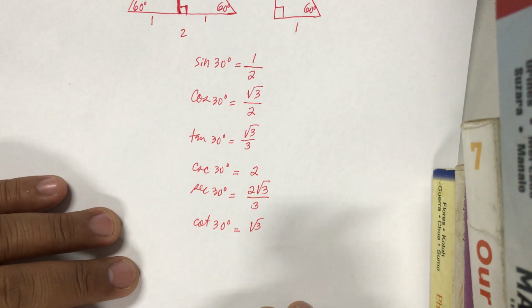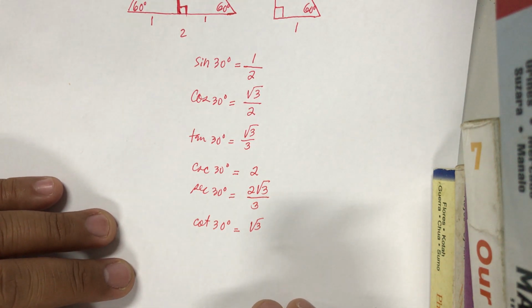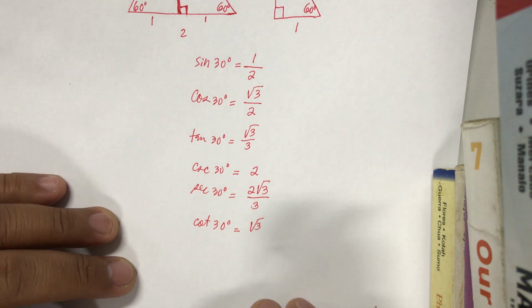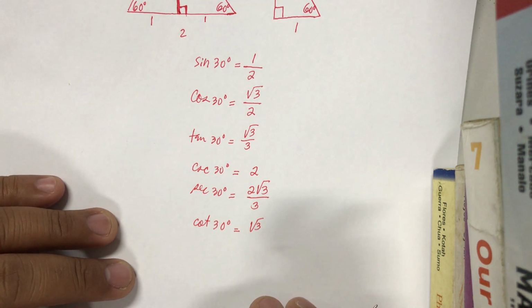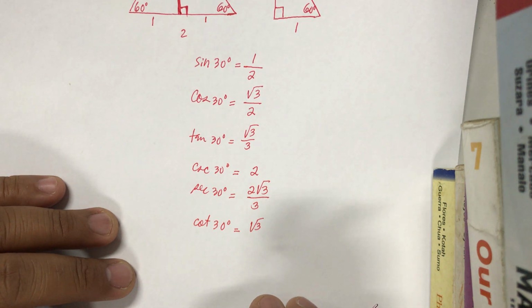Now we proceed. What are the 6 trigonometric function values for an angle whose measure is 60 degrees? First, sine 60 degrees. Sine is side opposite over hypotenuse.